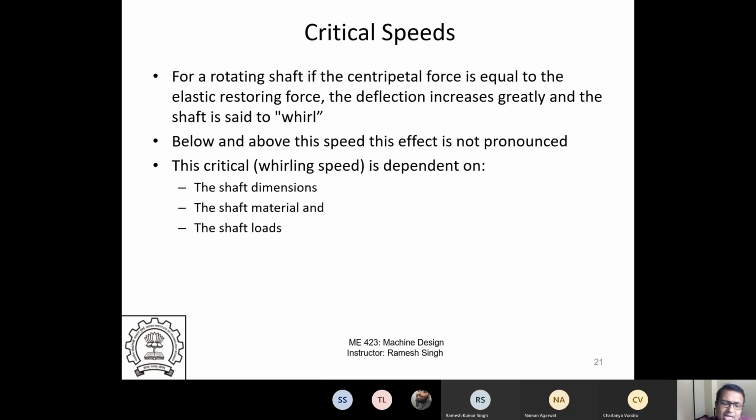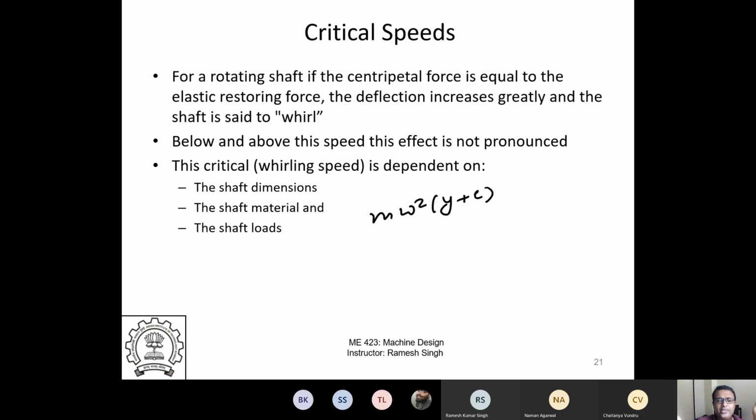So let's start with critical speeds first. So critical speed is, if the rotating shaft, if the centripetal force, if m, okay, if m omega square (y plus e). So why is the deflection? Because the shaft will always have some loads, right?